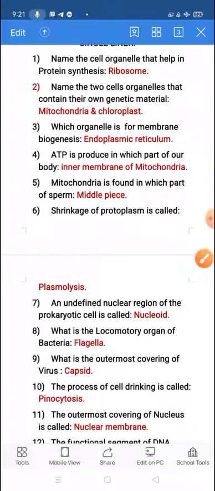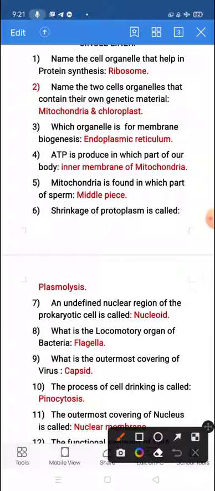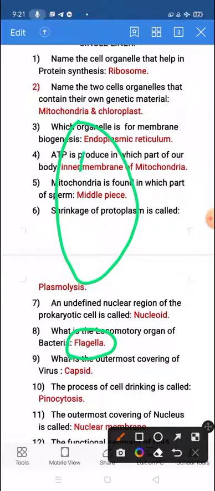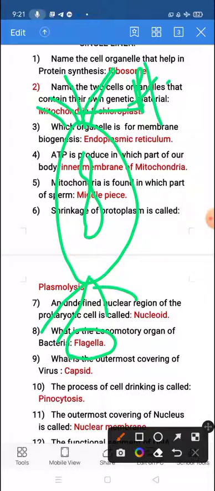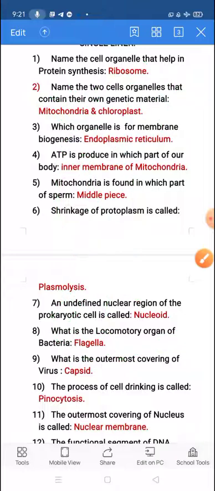Next, question number 8: What is the locomotory organ of bacteria? Flagella is the locomotory organ of bacteria. Suppose this is your bacterium, here is the genetic material, and here the flagella is coming out. With the help of this flagella, bacteria can move from one place to another.